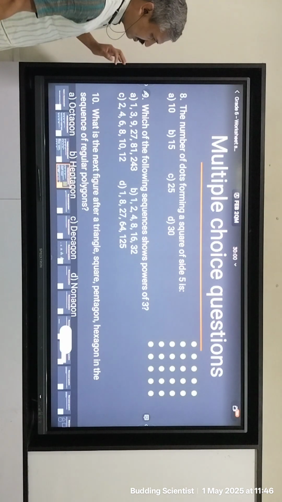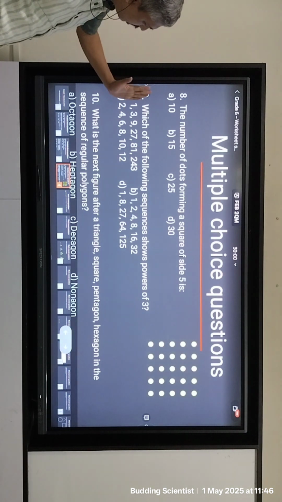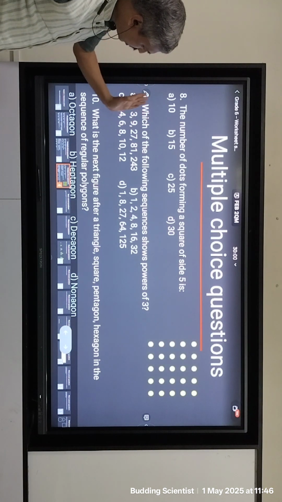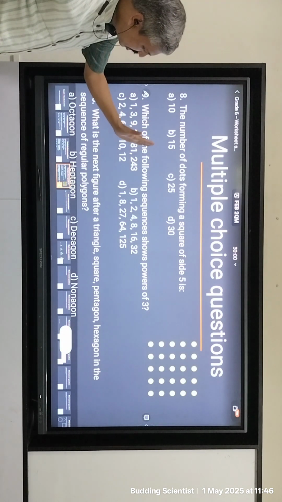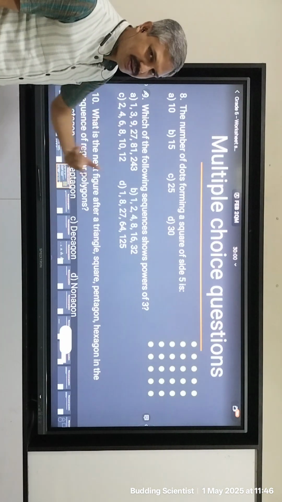A is the power of 3. 1, then 1 is multiplied by 3. 3 is multiplied by 3. 9 is multiplied by 3. 27 is multiplied. Every number is multiplied by 3. This is power of 3.